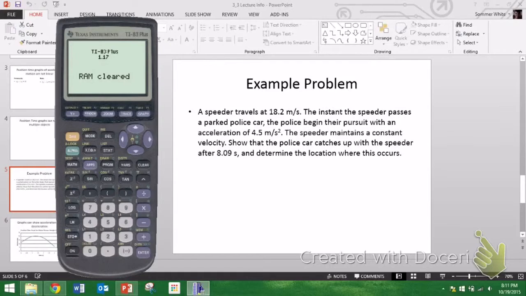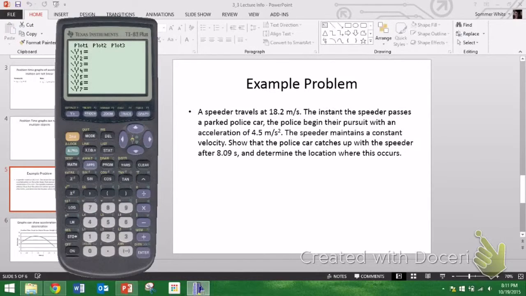Algebraically, you would do this by setting your two equations you created equal to each other. All right? That would let you solve for time. After that point, you can then plug that time into either equation, and that would give you the position. I'm going to show you a slightly different version.